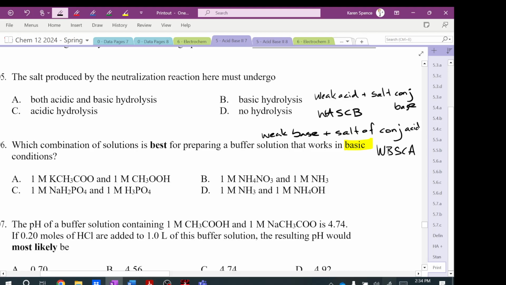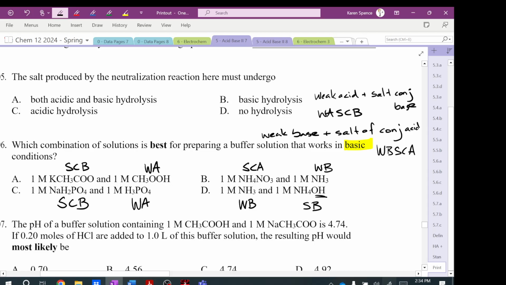So here we have a weak acid and we have the salt of the conjugate base. Here we have a weak base and we have the salt of the conjugate acid. NH3 is a weak base and NH4OH is a strong base. And over here we have a weak acid and the salt of its conjugate base.